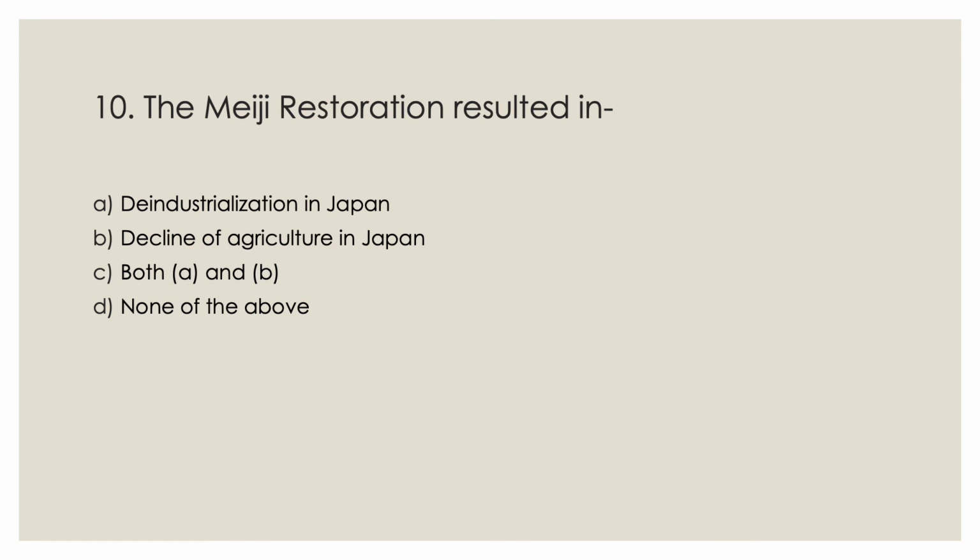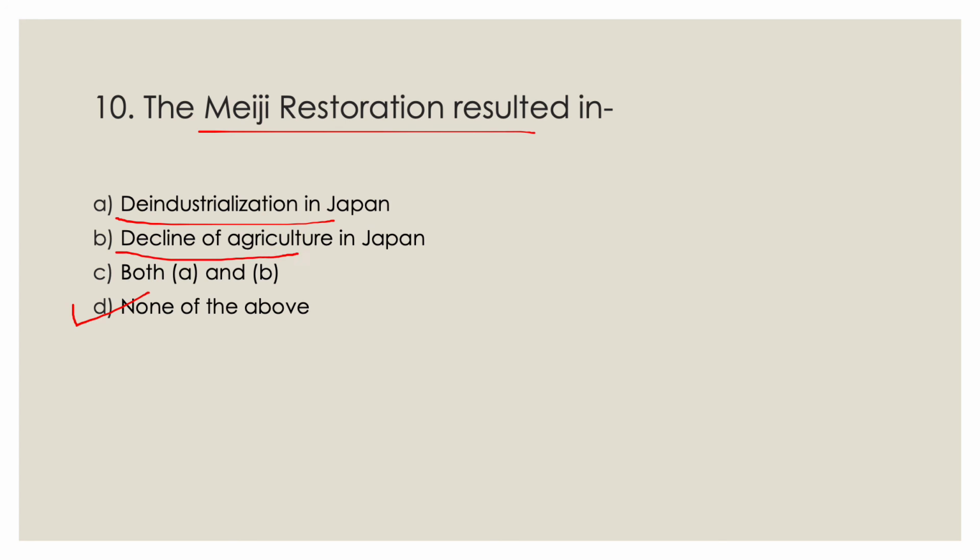And the 10th question is, the Meiji Restoration resulted in, this is a bit of analysis required here: deindustrialization in Japan, decline of agriculture in Japan, both A and B, none of the above. Your right answer is D. Now why is it so? Because the Meiji Restoration did not result in deindustrialization. It was the opposite. Japan started looking at the benefits of industrialization and implementing them in its own economy to sort of get out of the rut that it was in before.